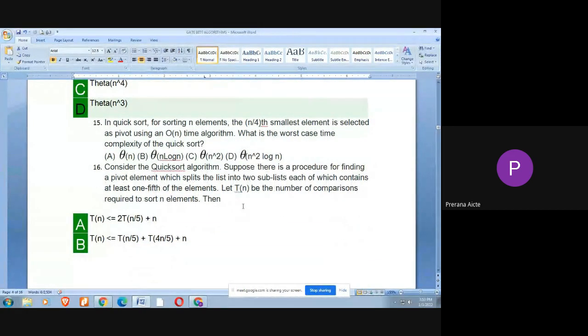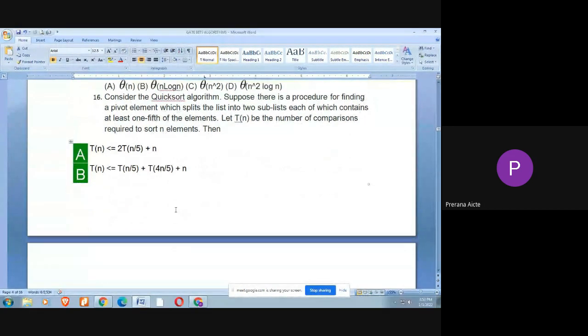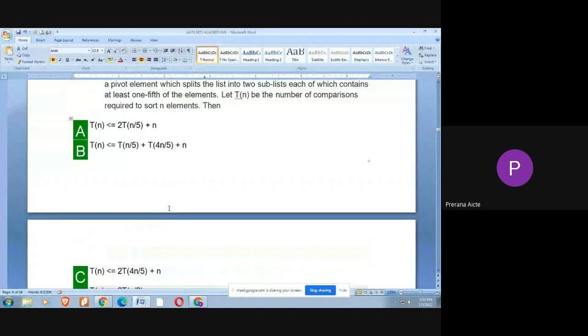Again, consider the quicksort algorithm. Suppose there is a procedure for finding a pivot element which splits the list into 2 sublists, each of which contains at least 1/5 of the elements, and let T of n be the number of comparisons required to sort n elements. Then what is the recurrence relation in this case?